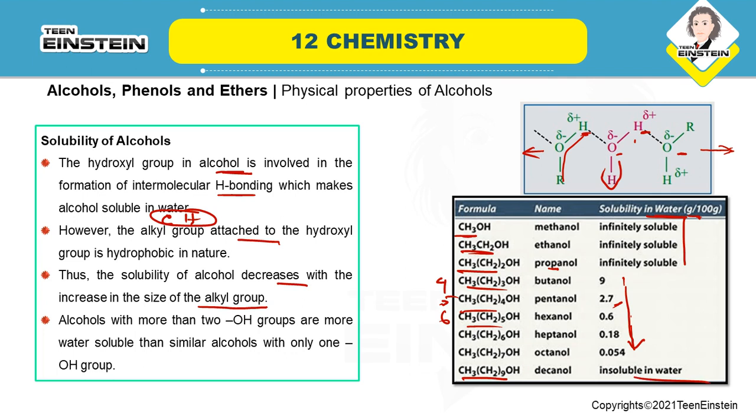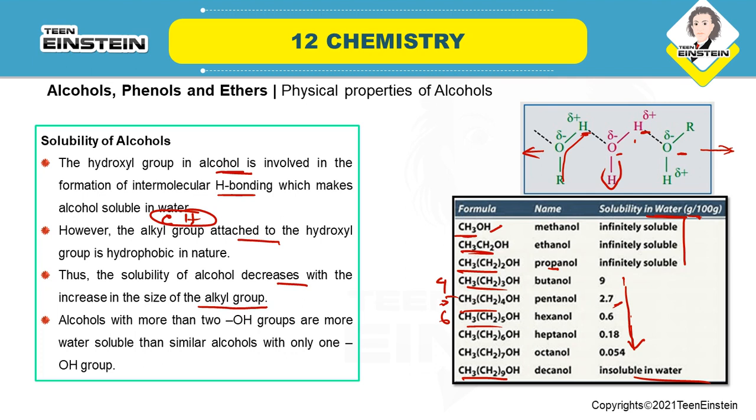Fine. So in this way, with increase in number of carbon atoms, keeping the OH group intact, because if you are increasing the OH group and also increasing the alkyl group, then you will not get a proper explanation. You have to keep one position fixed. So keeping just one OH fixed, when you are increasing the alkyl part, solubility decreases.